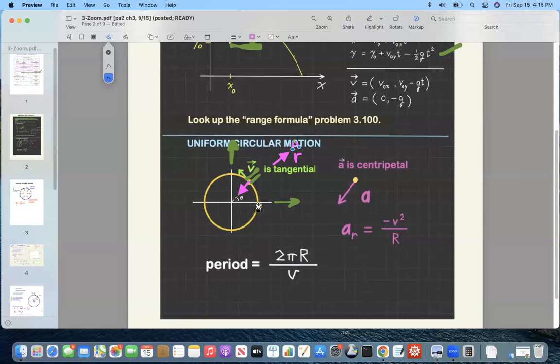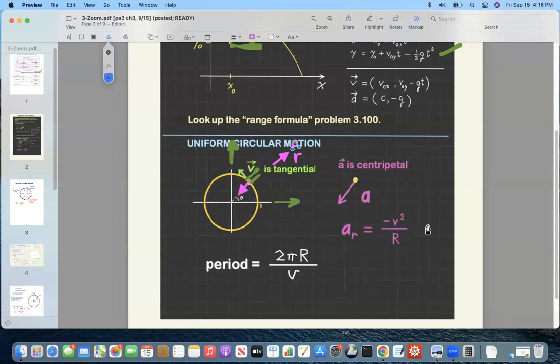And period is a time. It's the time it takes to go once around the circle. Speed is the rate of change of distance. So the distance over the speed is the time. And for one complete period, the distance is one circumference. The circumference of a circle is 2 pi r.